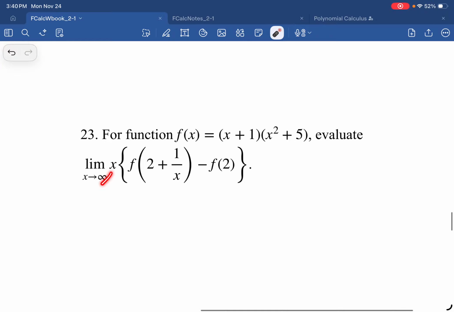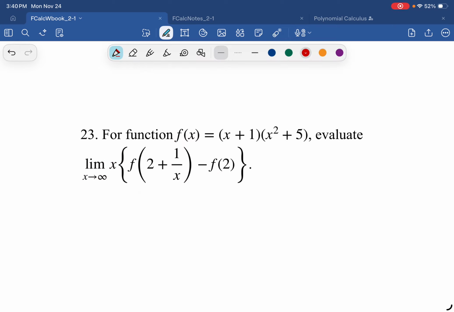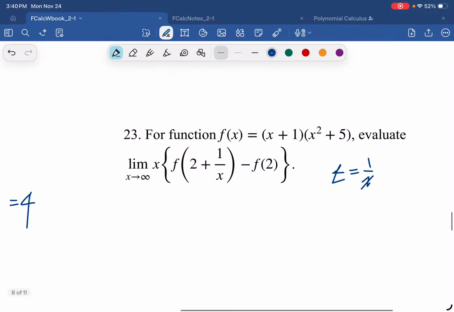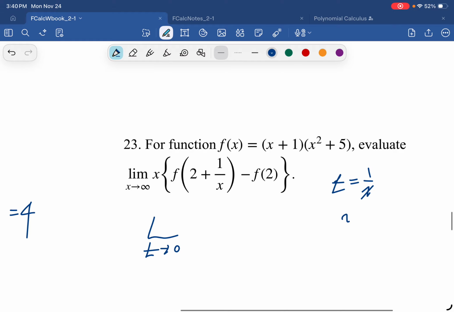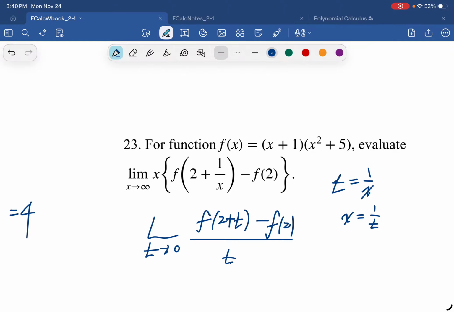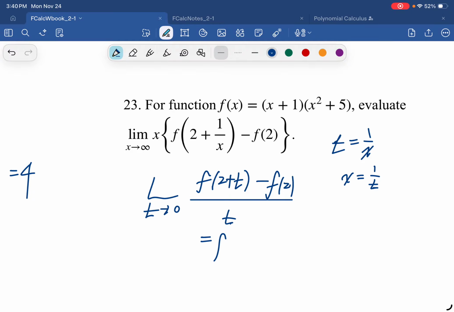So initially this looks like an infinity times, if we plug in infinity, that's going to go to 0. So it's an infinity times 0 limit. And we have to modify this limit in some way, right? So I think this was in the notes. If we substitute t equals 1 over x, then this expression becomes, as x goes to infinity, t goes to 0, and x is 1 over t, right? So this becomes 1 over t, and this becomes f of 2 plus t minus f of 2. It was just the differential coefficient at 2 hiding in disguise, right? You just flipped everything.